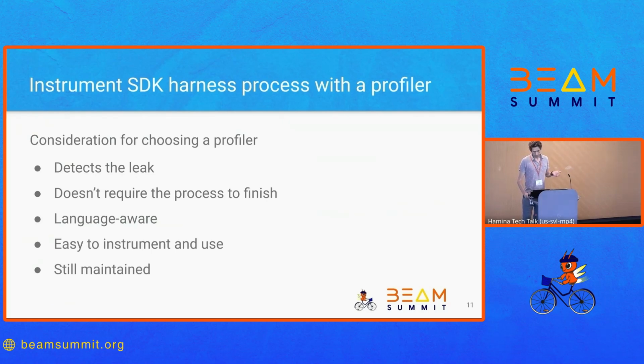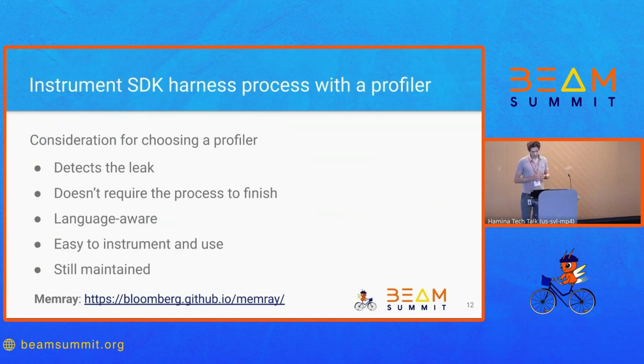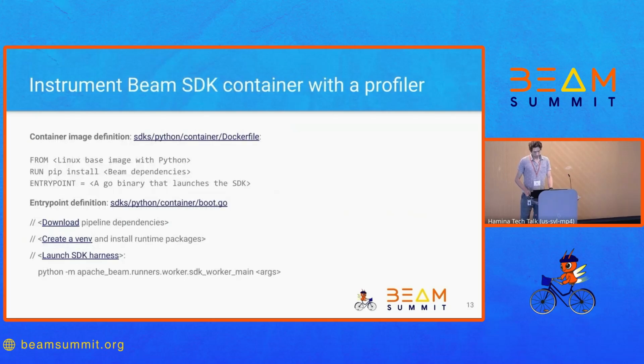So after looking at different memory profilers, we had some success with Memray, which is a profiling utility developed at Bloomberg. It's very easy to use, and I would highly recommend it whenever you need to do some memory profiling. It works great. It's documented and supported, and we were able to use it to detect the leak we had. So what do we need to do to instrument the Beam SDK container with a profiler? Well, Beam is open source, and the SDK container is also open source. So it's easy.